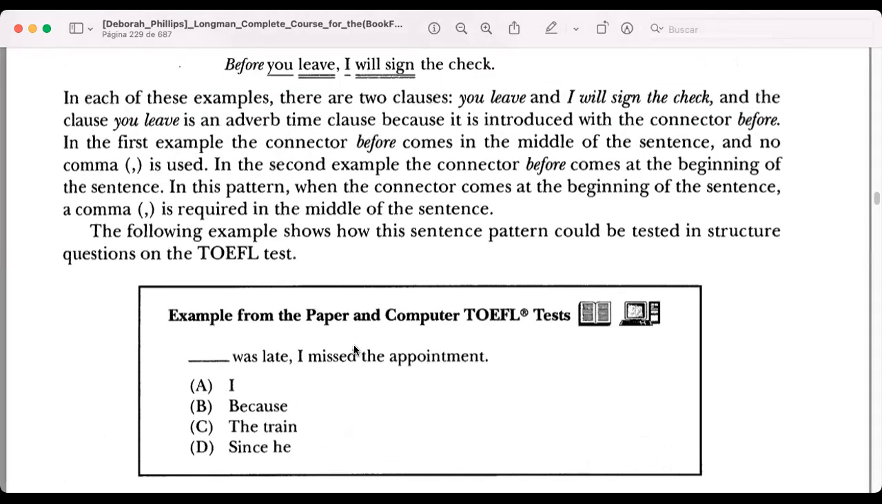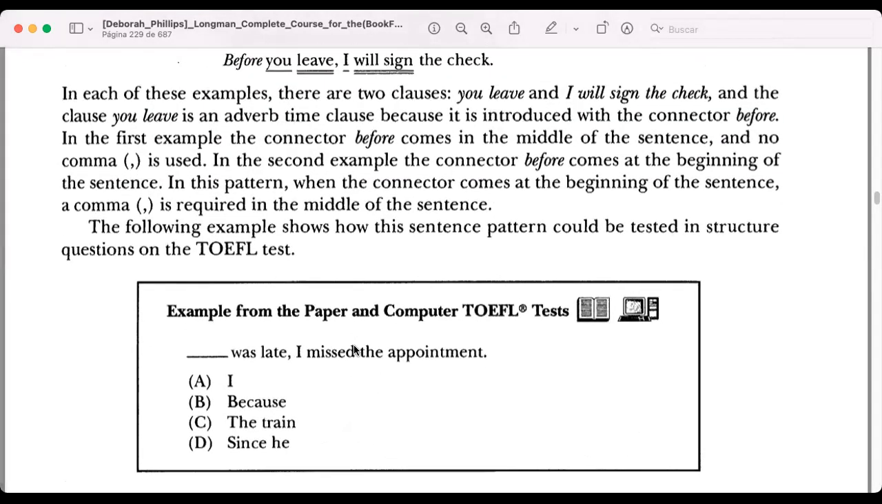Okay, we have this one, an example from the paper and computer TOEFL. Blank was late, I missed the appointment. Okay, just wait a second, please. Blank was late. I missed the appointment. What will be the best option in this one?